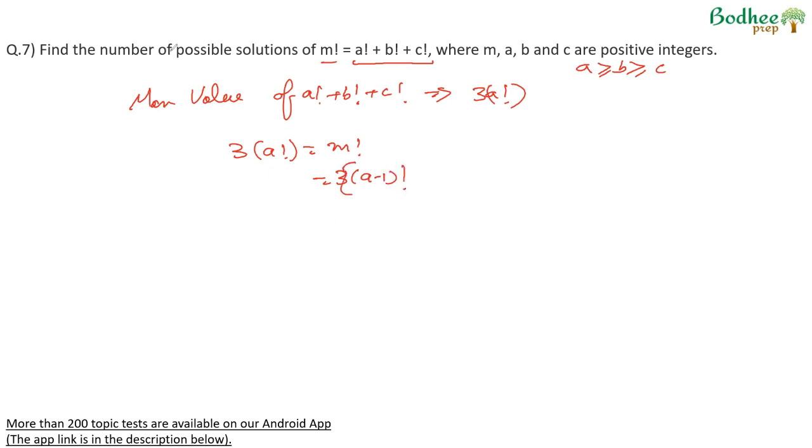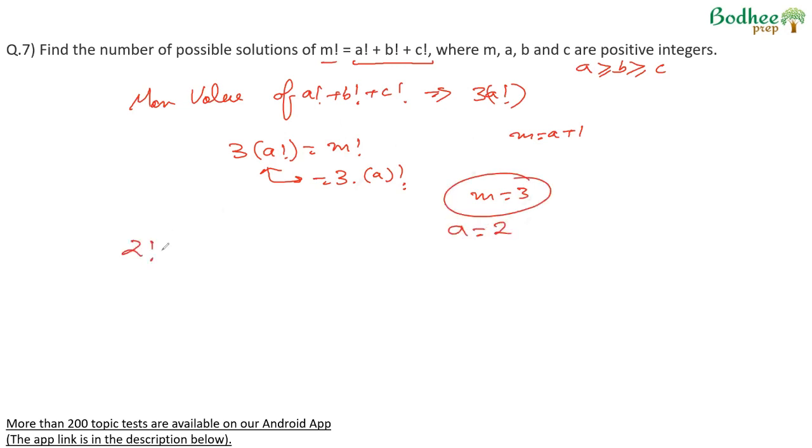In this case, we have M factorial as 3, A minus 1. So if M is A plus 1, sorry, not A minus 1, A plus 1, M factorial can be written as 3 into A factorial. That is the only case when these two factorials will be equal. So the only possibility is that M is equal to 3 and therefore A is equal to 2.